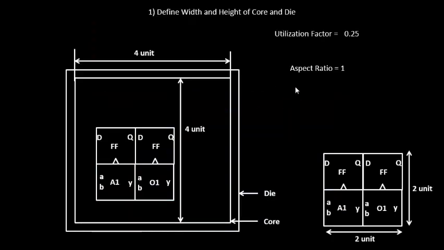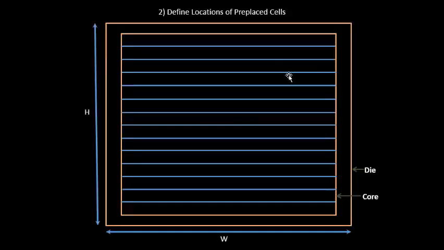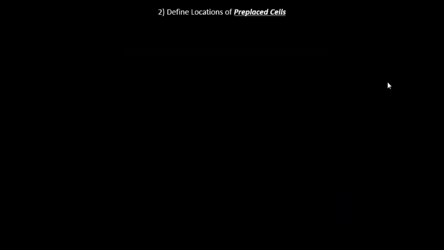The next step in this particular physical design flow, or in the flow of floor planning, is to define the locations of pre-placed cells. Before we go into defining the locations of pre-placed cells, let us give you a brief overview of what pre-placed cells actually mean. So again, we'll take another example.